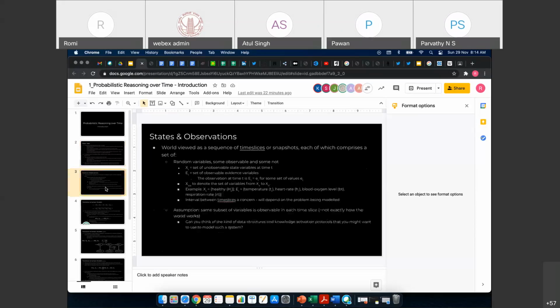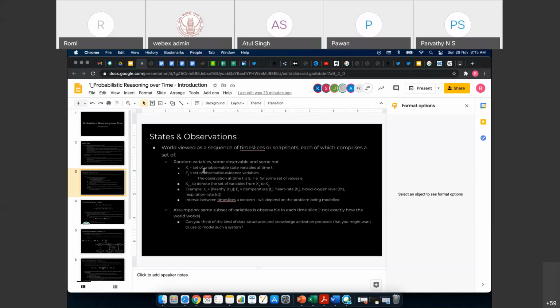Okay. So now the world is viewed as a sequence of time slices or snapshots. If any of you have come from the core computer sciences, you will know that it's all about digitizing the analog world. So we must take samples. So we again view the world as a sequence of time slices or snapshots, each of which comprises a set of random variables, some observable and some not. These set of observable states we represent as X. You are free to use any variable. This is just the convention that's followed in the book.